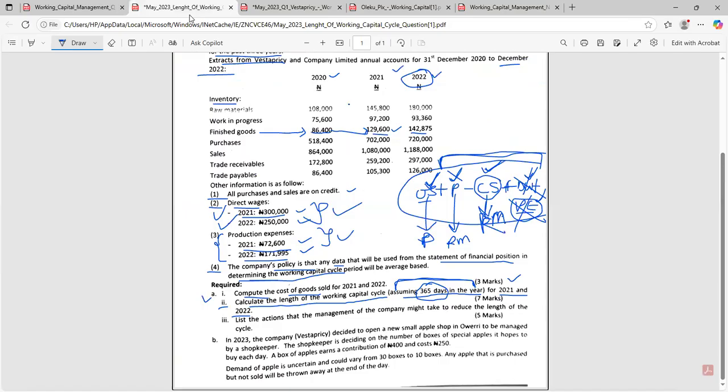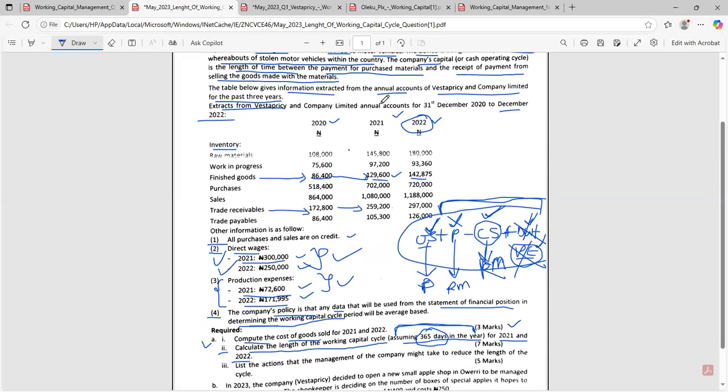So let's go back to our question. Look for debtors, trade receivable. For 2021, our opening is 178,200 because our closing for 2020 will be opening for 2021. Do you agree with me? So 178,200 is the opening for 2021.